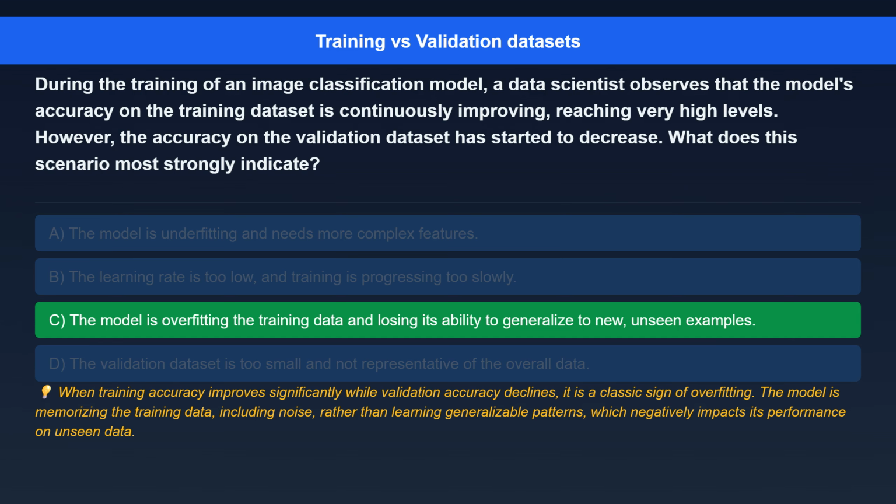The correct answer is, quote, the model is overfitting the training data and losing its ability to generalize to new, unseen examples. Here's the explanation. When training accuracy improves significantly while validation accuracy declines, it is a classic sign of overfitting. The model is memorizing the training data, including noise, rather than learning generalizable patterns, which negatively impacts its performance on unseen data.